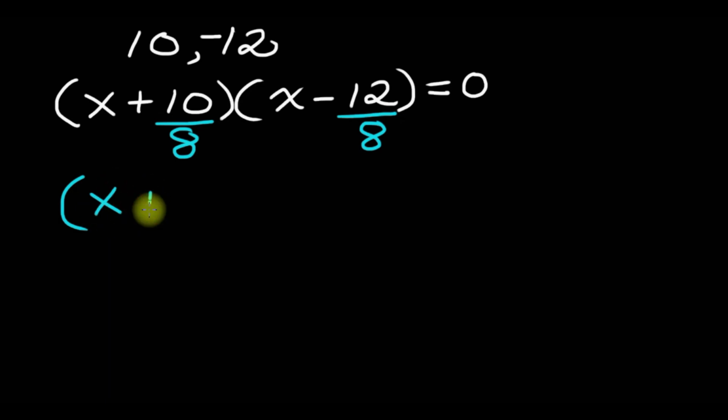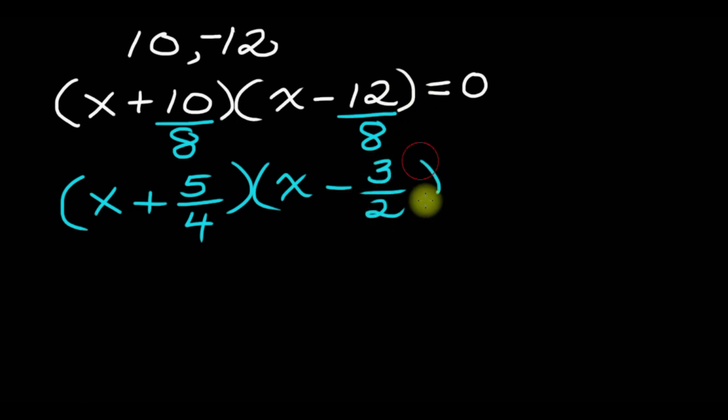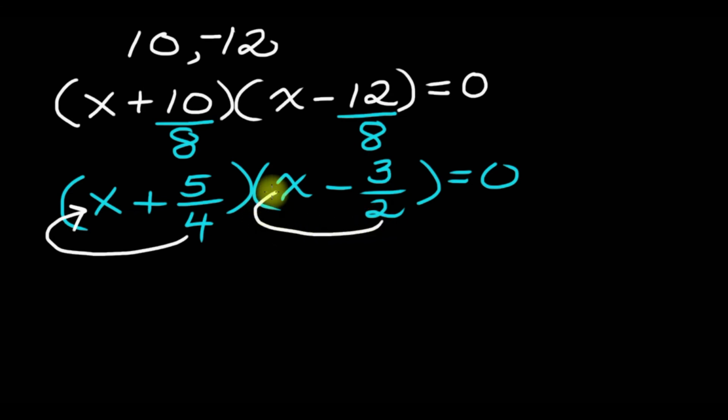So x we reduce by 2, so we get x over 4. And then over here we reduce by 4. You divide each number by 4, you get 3 over 2. So you've got to reduce it. And after you reduce, you're going to bring the denominator to the front, and then bring this denominator to the front. So it's going to look like this.